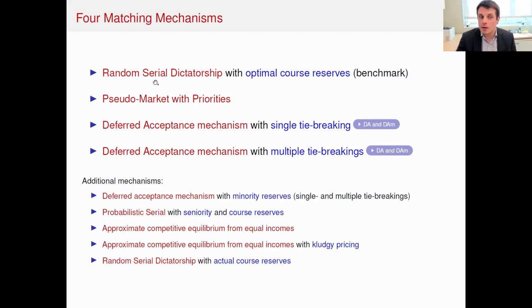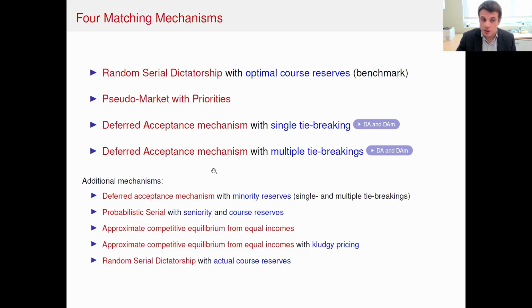So we compare random serial dictatorship with optimal course reserves, which we consider as a benchmark because we believe this is the process that most closely approximates the current practice. Our mechanisms are serial dictatorship with priorities and deferred acceptance with single and multiple tie breaking. Single tie breaking means we consider tie breaking for all courses simultaneously, multiple means per course. As I mentioned at the beginning, there is a huge amount of tie breaking going on because there are only, say, 8 priority rankings per course, but there are thousands of students.